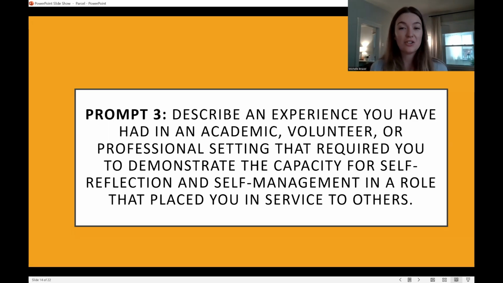Prompt number 3 is: describe an experience you have had in an academic, volunteer, or professional setting that required you to demonstrate the capacity for self-reflection and self-management in a role that placed you in service to others. The reason schools ask this question is because critical self-reflection is such an important social work skill. So they are using this section to assess your ability to critically self-reflect on your different roles and your different experiences.